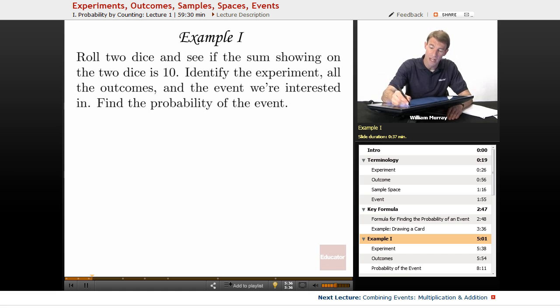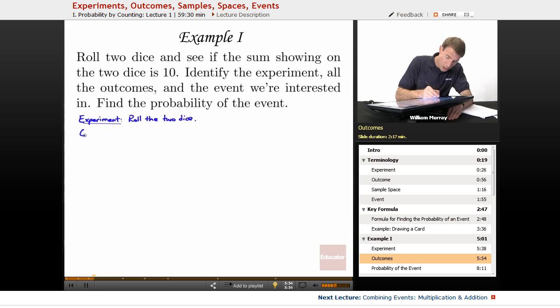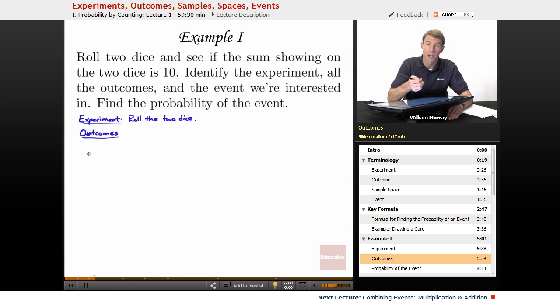So this is a pretty standard probability problem. The experiment here is just roll the 2 dice. So we're rolling the dice, roll the 2 dice. The outcomes are all the different possible ways that the 2 dice can come up.